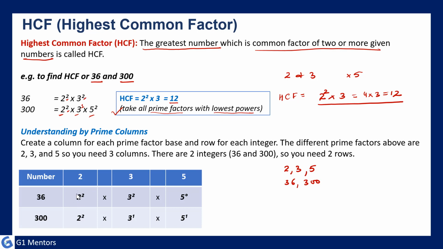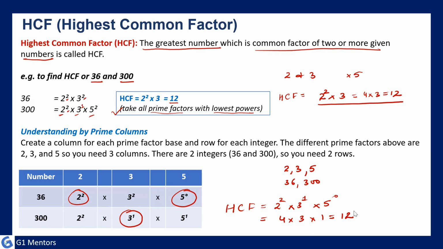So the lowest power here can be 2 square, here it is 3 raised to power 1 and here it is 5 raised to power 0. So HCF is equal to 2 square into 3 raised to power 1 into 5 raised to power 0, which is nothing but 4 into 3 into 1, which is equal to 12. So this is another way, by using prime factorization, to find an HCF.